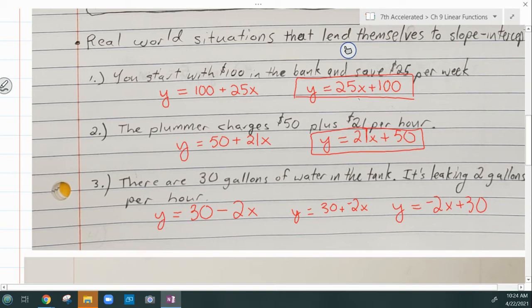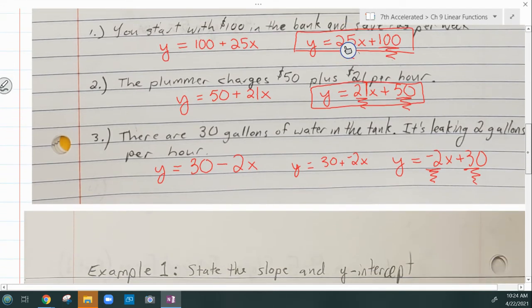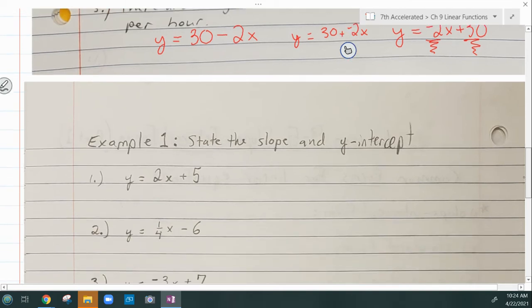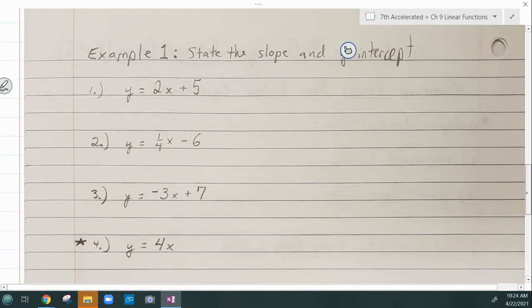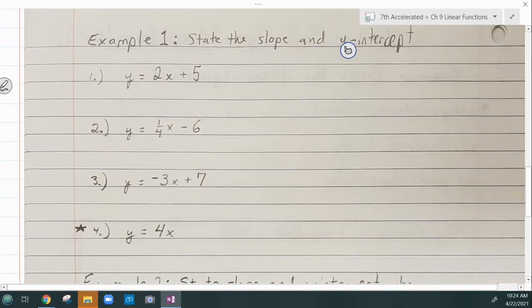Okay, this is your slope, and this is your y-intercept. Slope, y-intercept, slope, y-intercept. Remember, slope is your rate of change. How are the two variables changing in relation to each other? Okay, well, this is pretty simple. We're just going to find the slope and the y-intercept. That's it. Okay, for these 4 equations, go ahead and try that. What's the slope? What's the y-intercept?